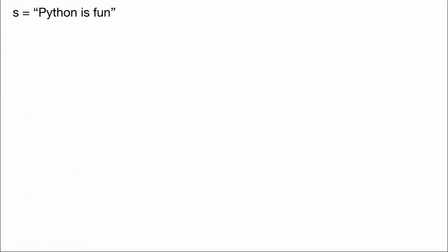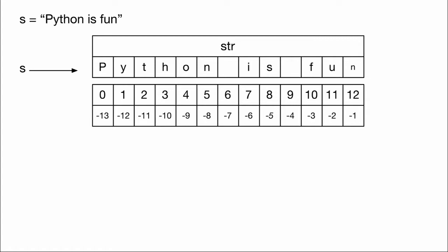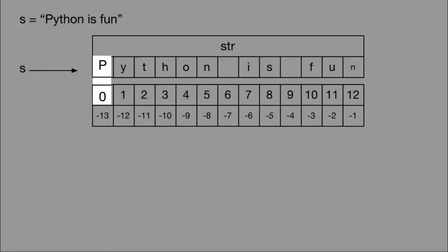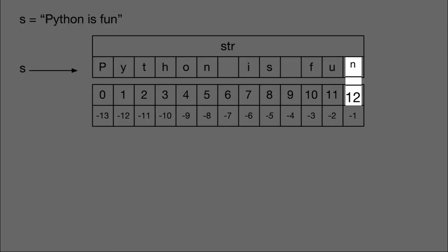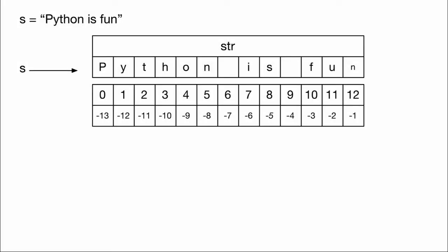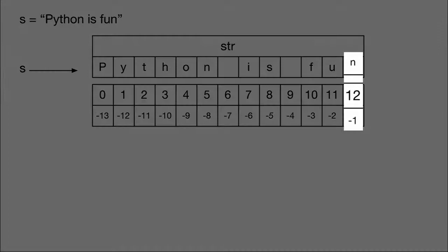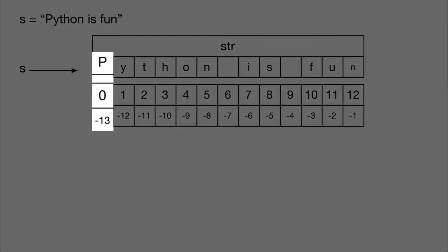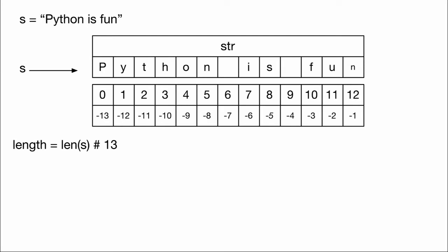Here is an example string. Each character in the string has two different indices that you can use to access it. The first character is at index 0, and the last character is at 1 less than the length of the string. Note that spaces count as a character in the string. You can also access each character in the string using negative indices. -1 is the index of the last character, and negative the length of the string is the index of the first character. The length of the string can be found using the len function and passing the string as a parameter to it. Len of s would return 13.